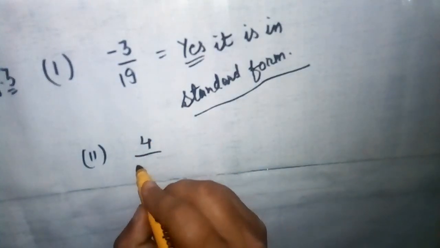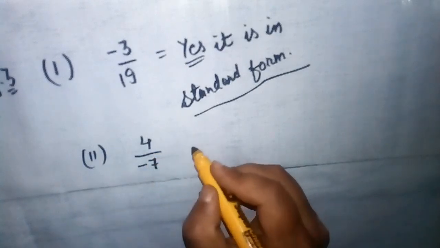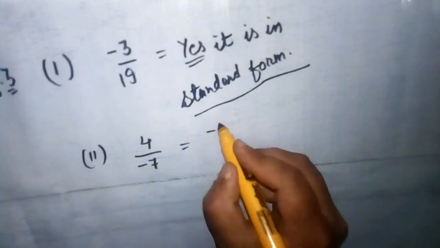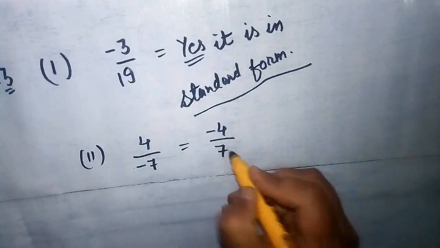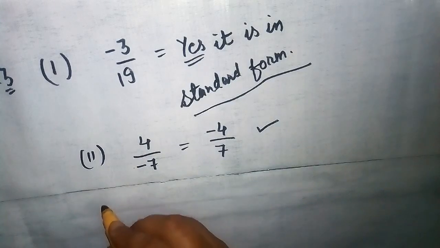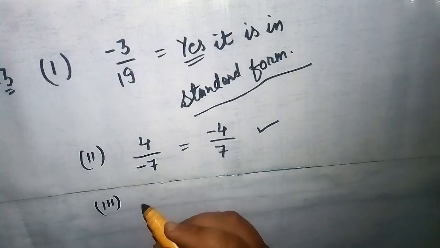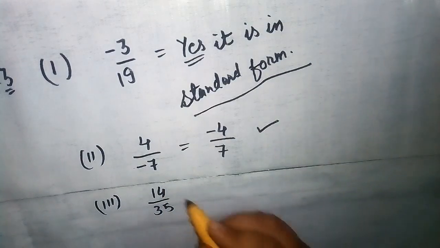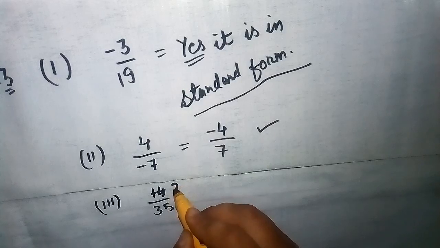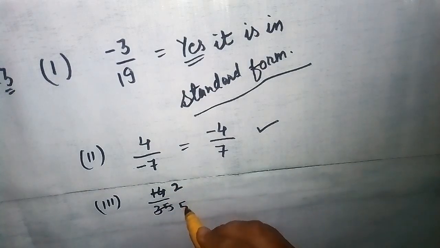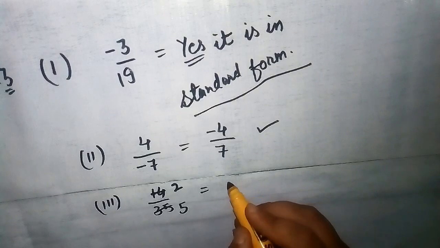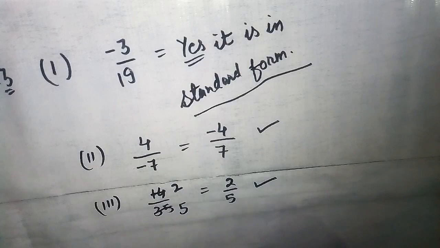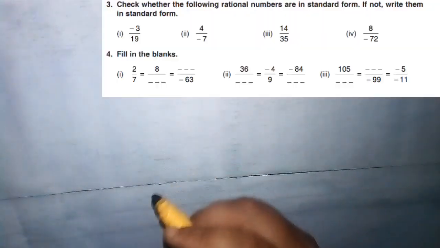Let us see one more question, that is the second part, and it is 4 upon minus 7. So here the negative sign is with the denominator, take it to the numerator and the denominator will become positive. So yes, again they are in standard form because their HCF is also 1. Now check 14 upon 35. They are coming in the table of 7, so cut them by 7. 7 twos are 14, 7 fives are 35, and 2 upon 5 is the standard form. And the last part you have to solve yourself.